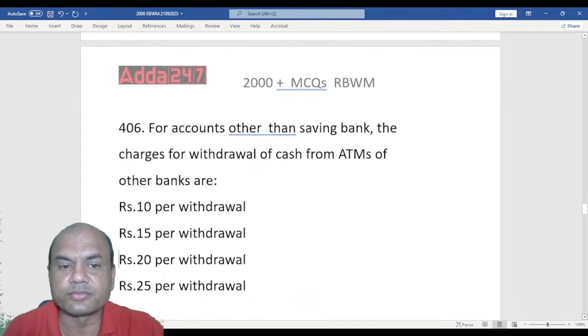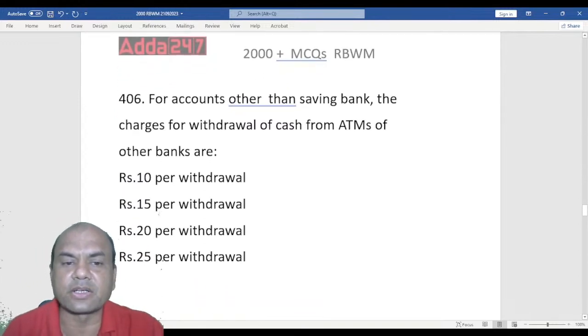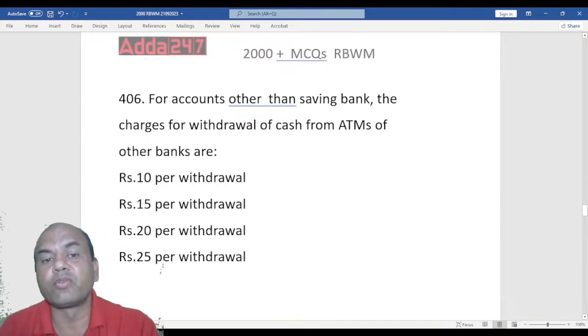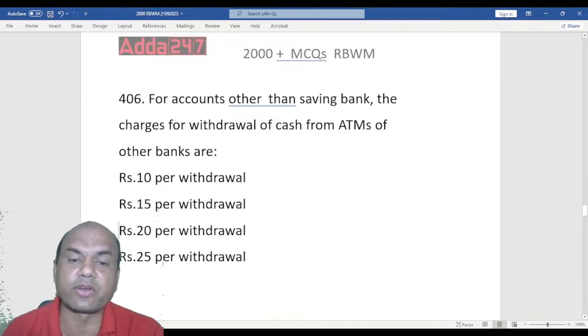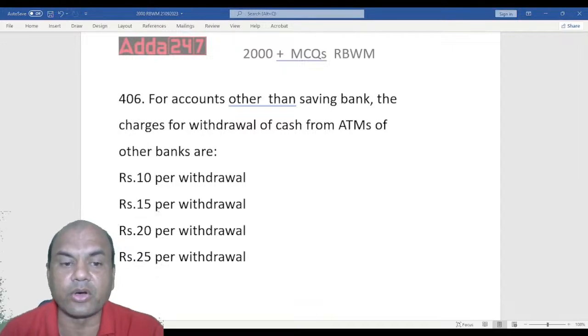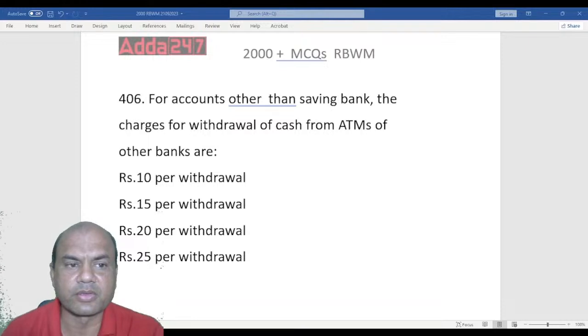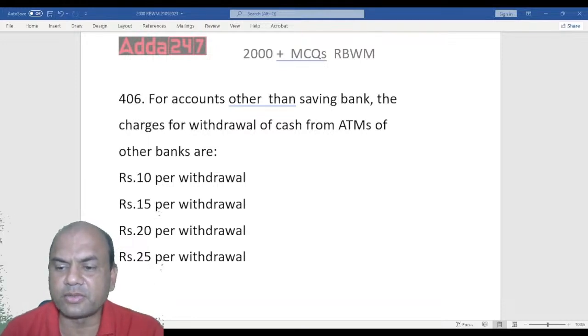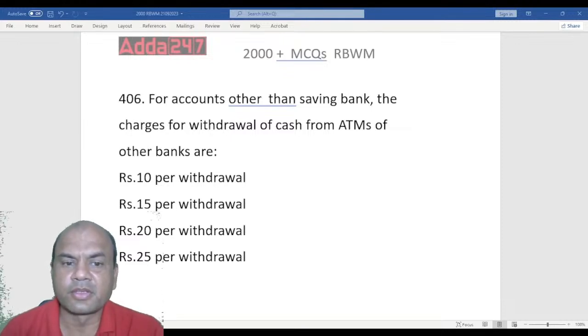So let's move on. For accounts other than savings account, what are the charges of withdrawal of cash from ATMs of other banks? For accounts other than savings account, the charges of withdrawals of cash from ATMs of other banks, what are the charges? Yeah, what are the charges now? Let me see.